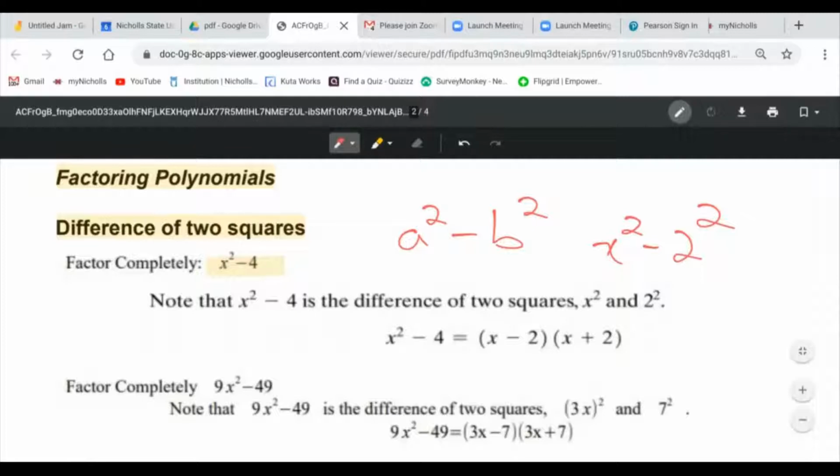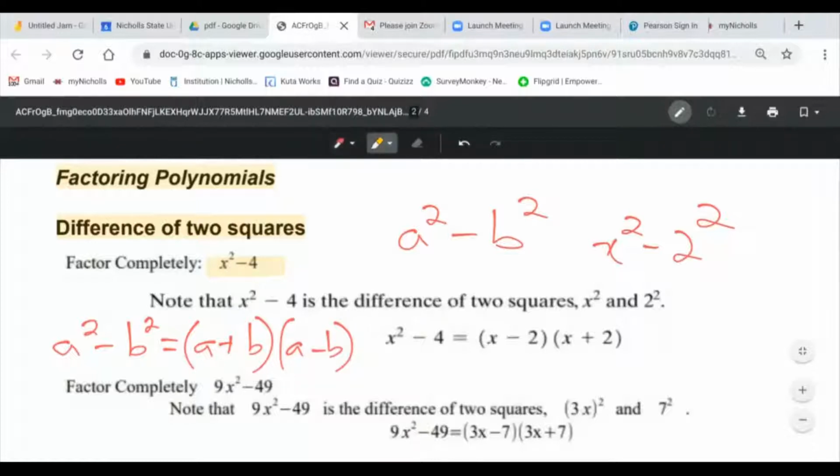When you factor a squared minus b squared, difference of two squares, it's going to equal a plus b times a minus b. So in the case that we are looking at right here with the x squared minus 4, that's going to end up being x minus 2 times x plus 2.